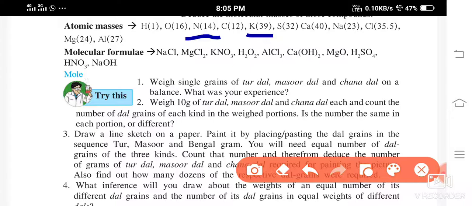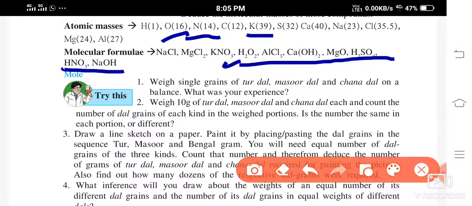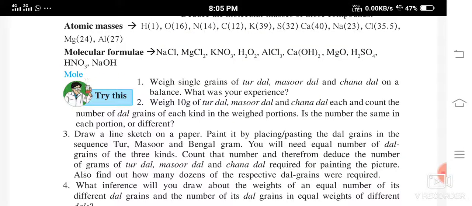So that is 39 plus 14, plus oxygen is 16, but how many atoms? 3 atoms of oxygen, so it's going to be 16 into 3. So 39 plus 14 plus 16 into 3. When you add up all, you are going to get the molecular mass of potassium nitrate. In this way, you are going to find out the molecular mass of the remaining compounds. I'm sure you must have understood this.